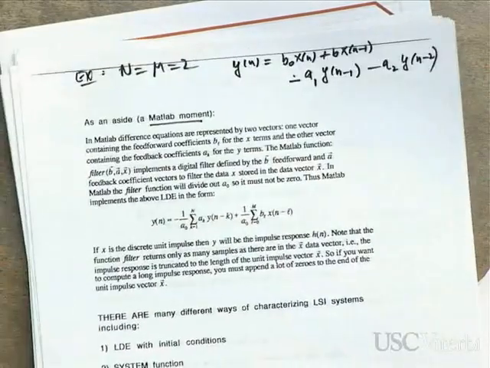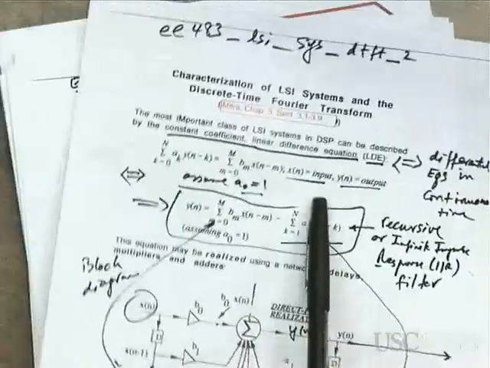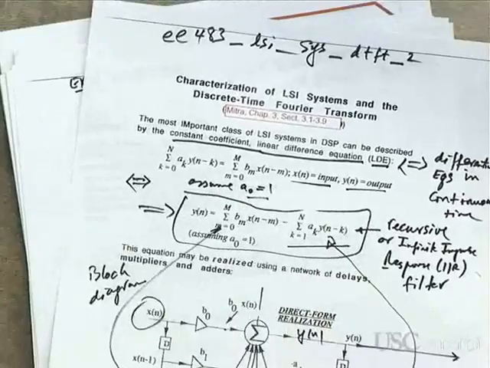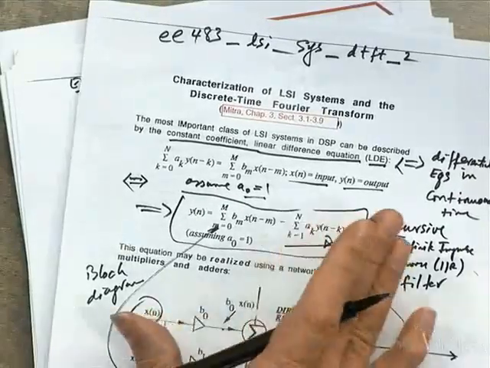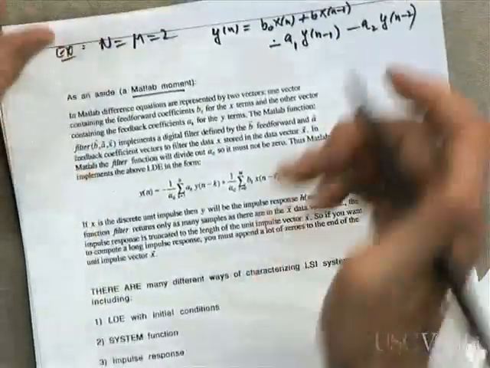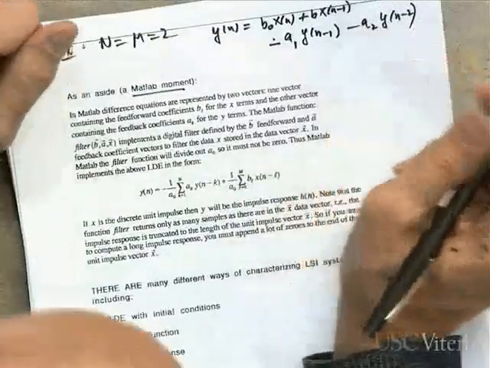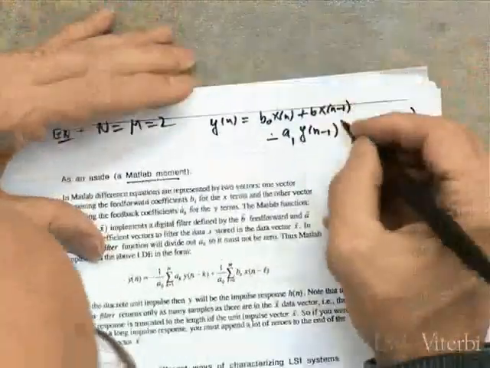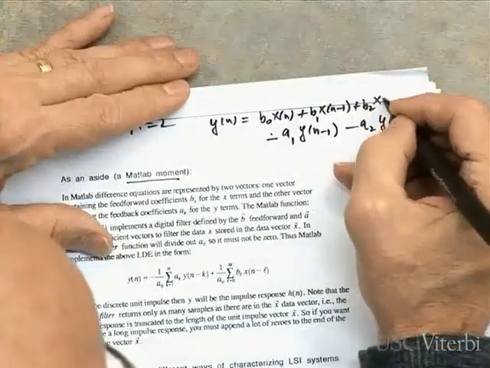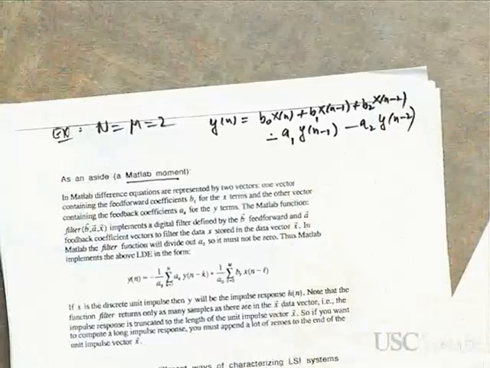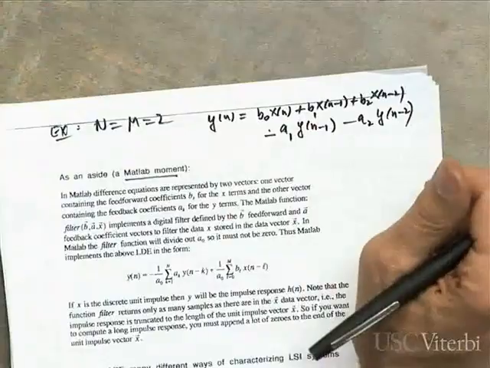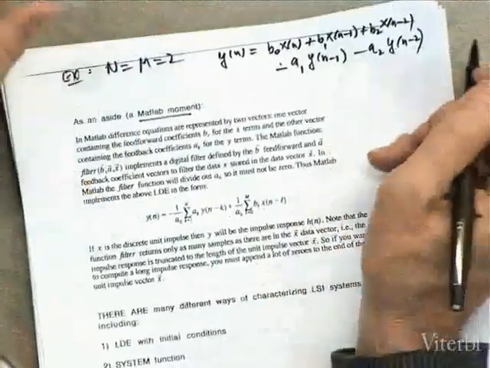MATLAB has a simple function called filter, which does this for you. It's a very fast function, and it's very simple to use once you get used to the terminology. So what MATLAB wants you to do is define two vectors.